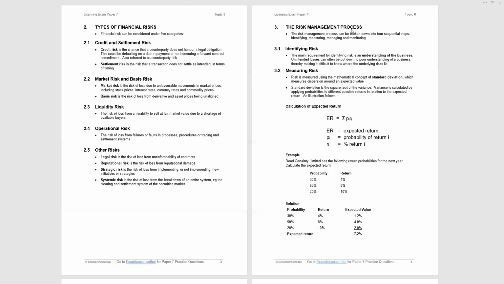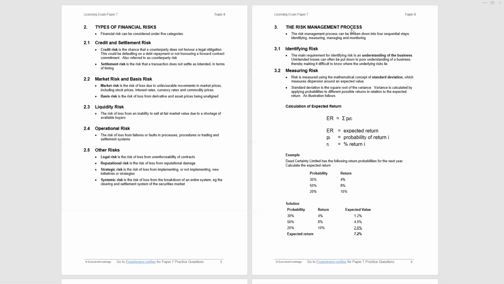The first thing we're going to do is calculate the expected return of an investment. And to come up with an expected return, you have to have some idea of the probabilities of different returns. So we'll do this by way of an example. Dead Certainty Limited has the following return probabilities for the next year, and you're asked to calculate the expected return. Well, it's a weighted average calculation.